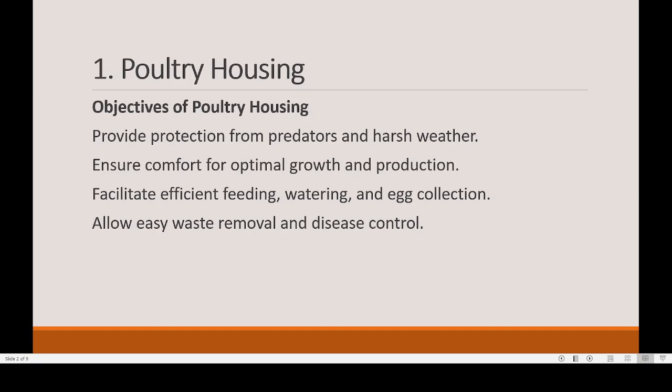At night it is well protected. In the morning only we will be releasing them. There is a cage around that. So the chicken will be comfortably living inside that cage.